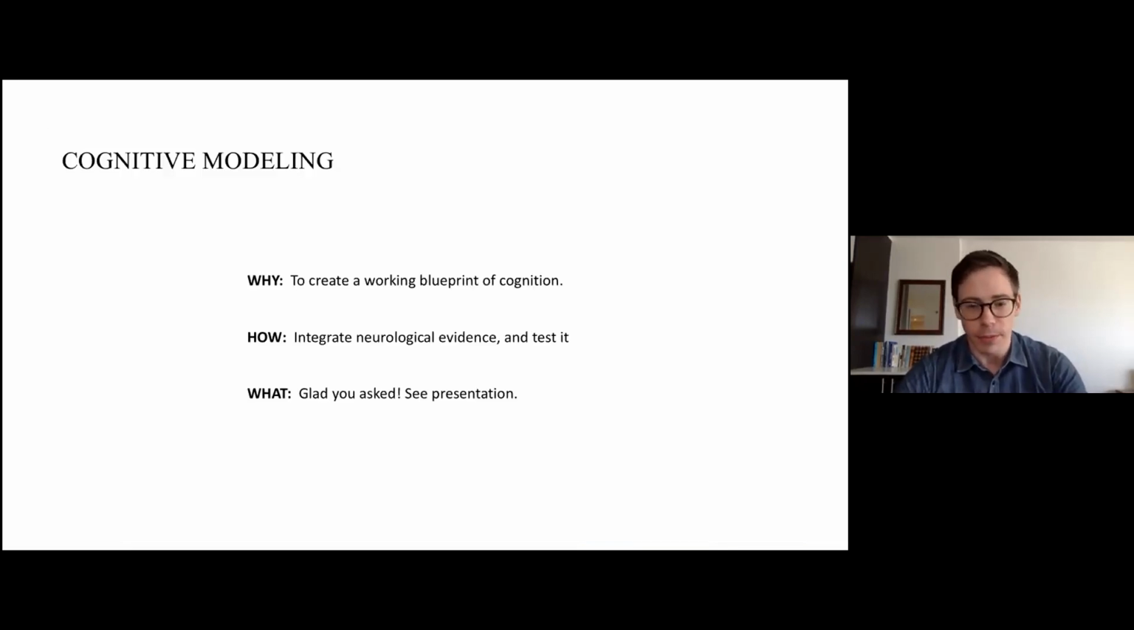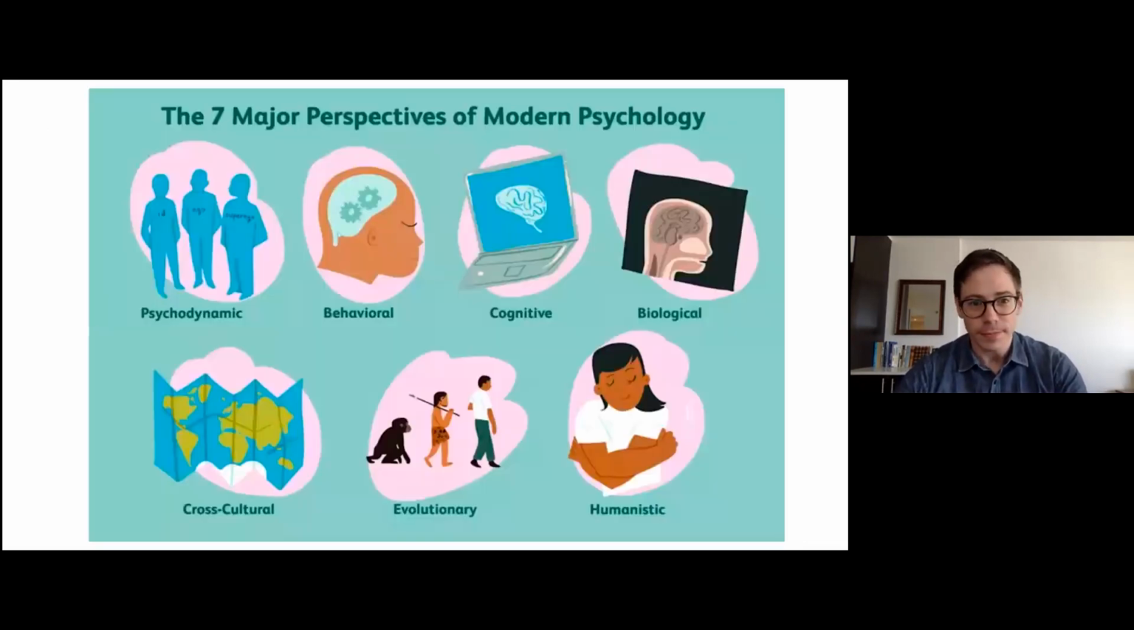And so cognitive modeling, why? Well, to create a working blueprint of cognition. How? We'll talk a bit about this. It's to integrate neurological evidence and then test it. Each model is its own sort of hypothesis. And what is it? Well, we're going to talk about that right now.